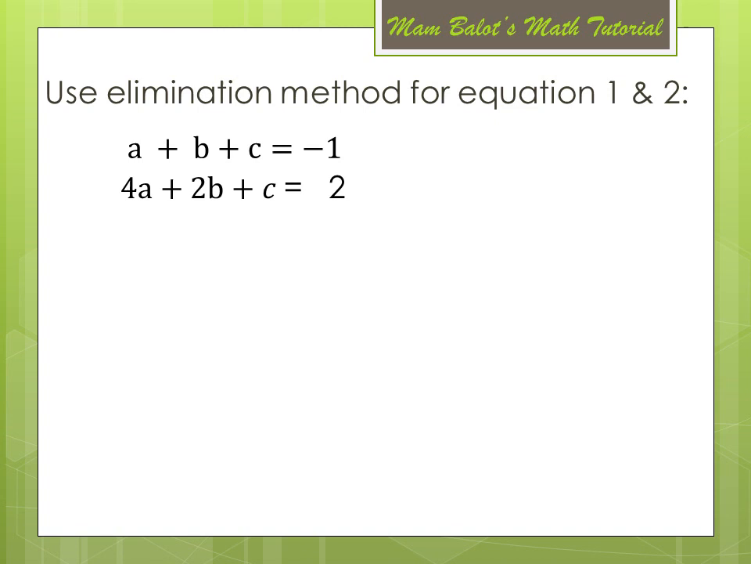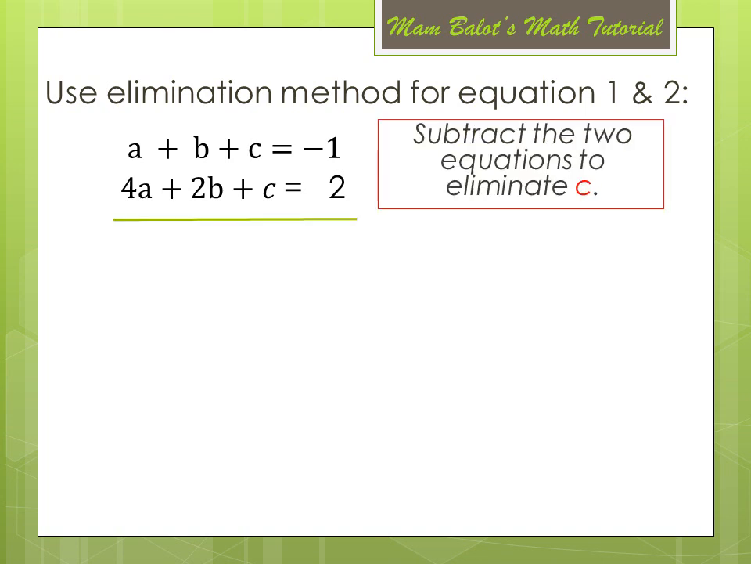We are now ready to use the elimination method for equations 1 and 2. Observe that the numerical coefficients of c are the same. So we can subtract the two equations to eliminate c. So we have a minus 4a is equal to negative 3a. b minus 2b is equal to negative b. And negative 1 minus 2 is equal to negative 3. This now becomes our equation 4.